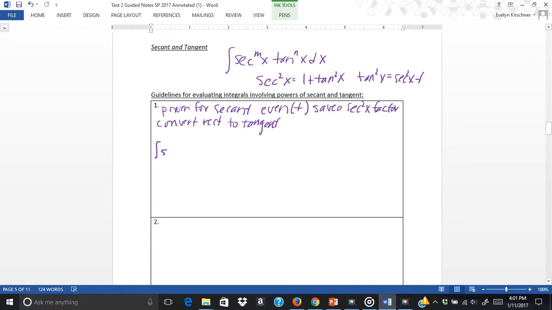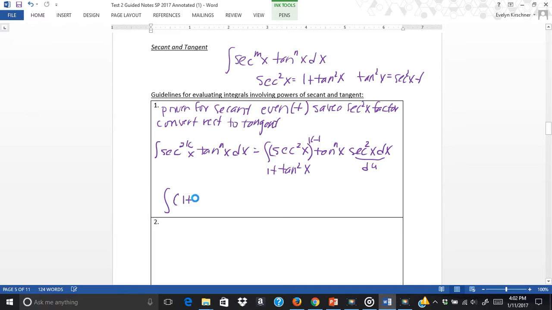So if I have secant, it's even, so to the 2k, x tangent to whatever power, okay, this is even, so I'm going to keep out one of them, so I'm going to have secant squared to the k minus 1 times tangent times the secant squared that I took out, dx. So I'm going to convert secant squared to 1 plus tangent squared x, and this is going to be my du. So I'm going to have the integral of 1 plus tangent squared x to the k minus 1, which will need to expand, times tangent to the nth power of x times secant squared x dx. And again, that's our du power.